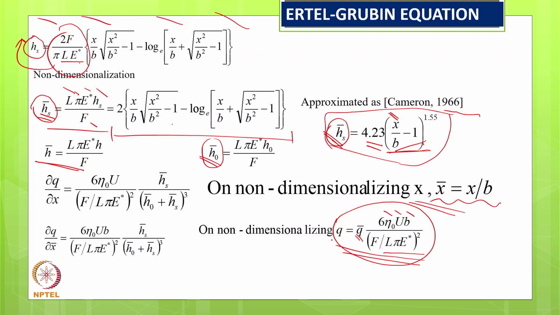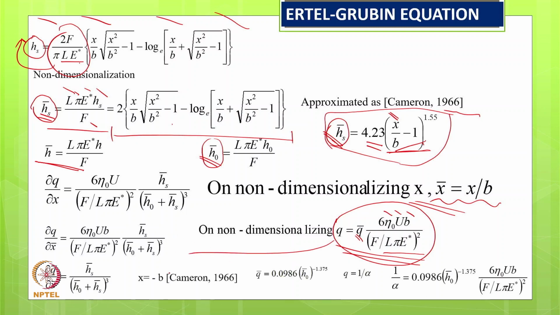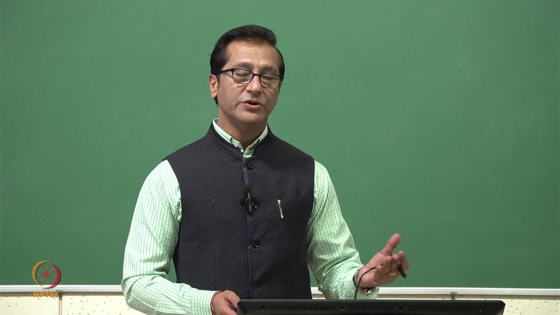Overall, after non-dimensionalizing, Q becomes Q bar into 6 eta 0 U B divided by F L pi E star square. Now this whole expression turned out to be much simpler compared to this, and this is what has been given in the form. Now this is what I am showing, that the 1966 Cameron book has given these expressions. So del q0 and then del q bar divided by del x bar is equal to hs bar divided by h0 by hs bar.